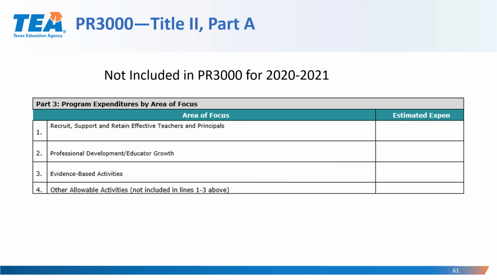Part 3, the section on Title II Part A expenditures, has been grayed out for the 2020-2021 report. When this section is reinstated for the 21-22 report, we expect that it will be modified to mirror the corresponding section of the Consolidated Federal Grant application. This change will not be made for the 2020-2021 report, but for the following year.